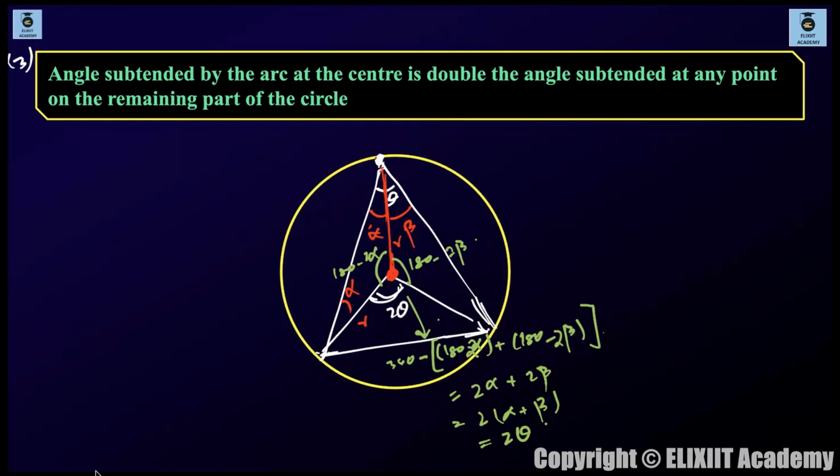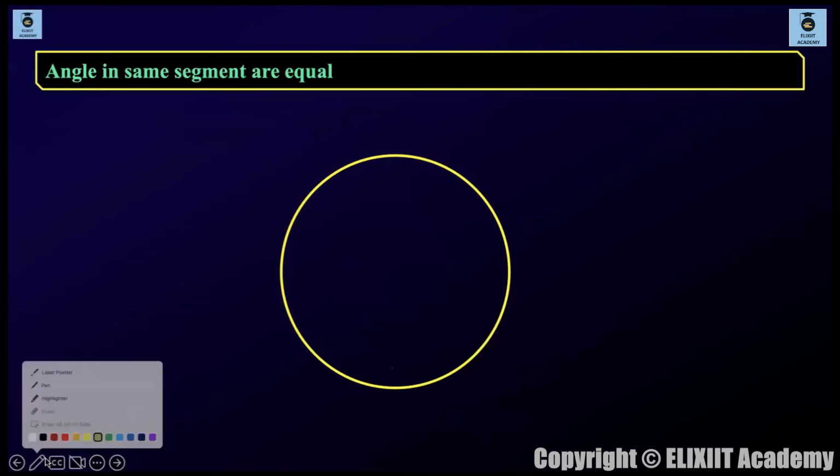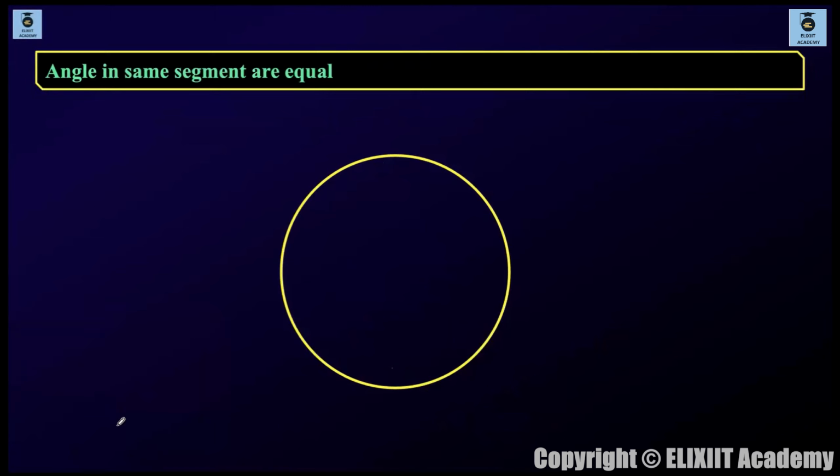Okay. Next. Very simple thing. We are just playing with the angles, nothing else. It's just basic playing with the angles. Next property: angles in the same segment are equal.